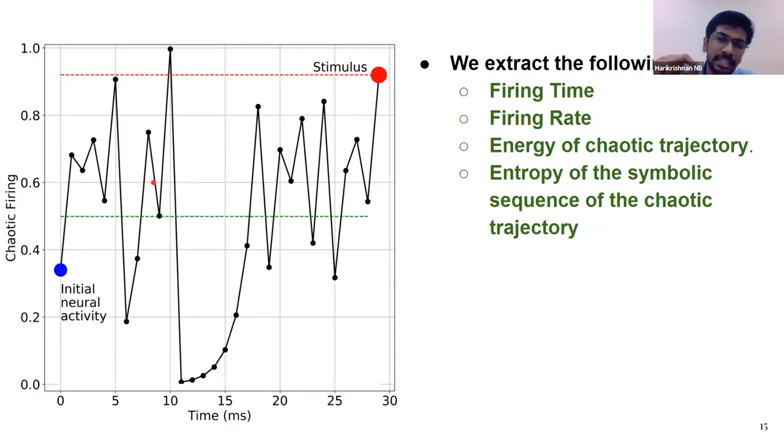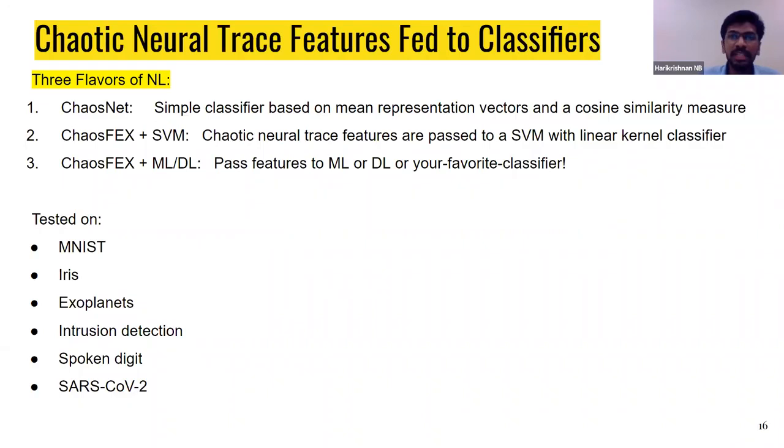So now there are three, as I said earlier, multiple architectures of neurochaos learning. One is ChaosNet. ChaosNet uses a very simplistic classification rule, which is nothing but the cosine similarity. So basically, let's say I have a binary classification problem.